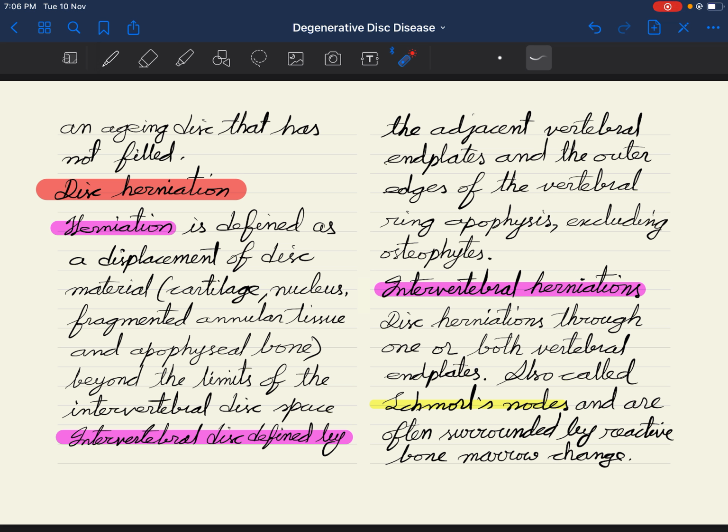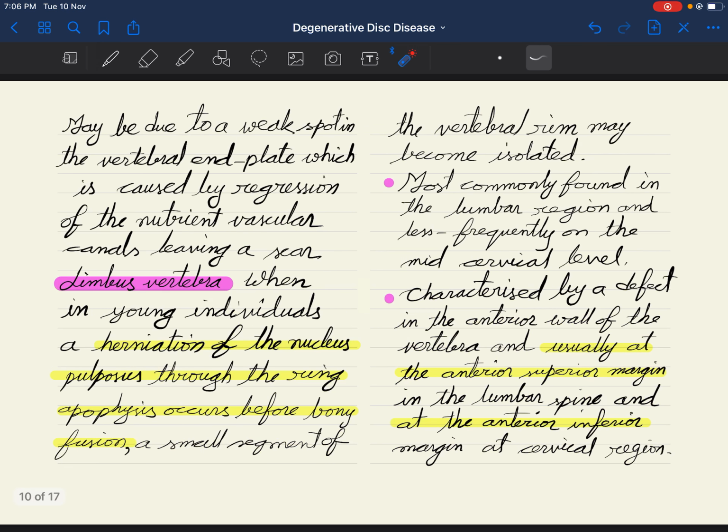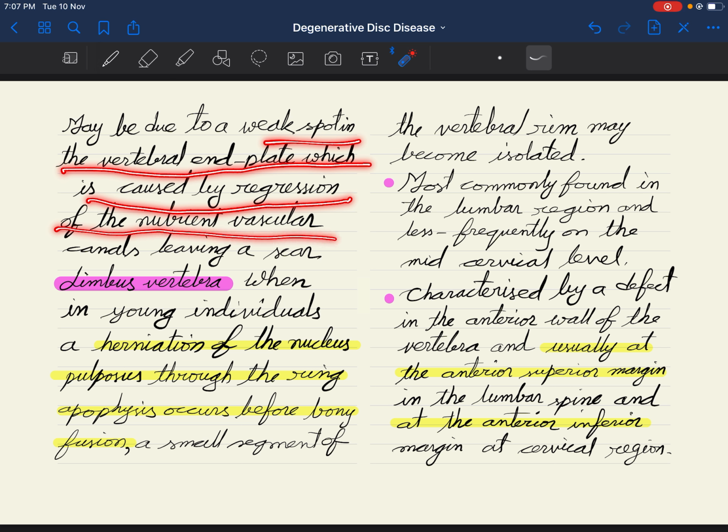So what does intravertebral herniation mean? This is herniation through one or both vertebral endplates. It is also known as Schmorl's node and is often surrounded by reactive bone marrow changes. It may be due to a weak spot in the vertebral endplate, caused by a regression of the nutrient vascular canals, leaving a scar.